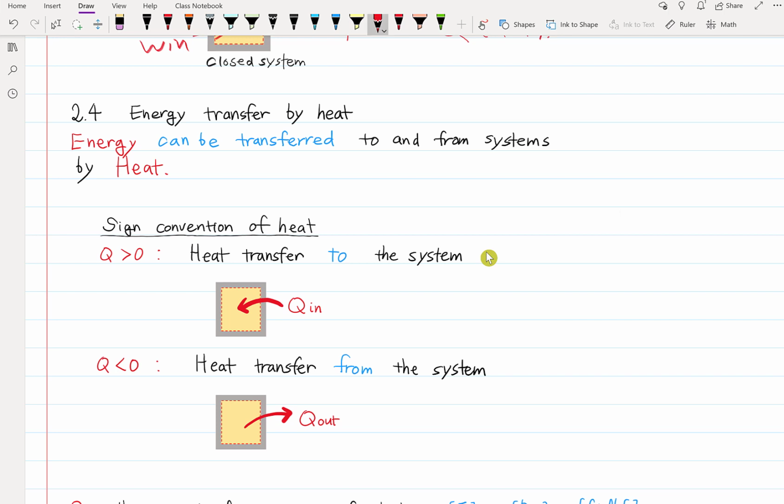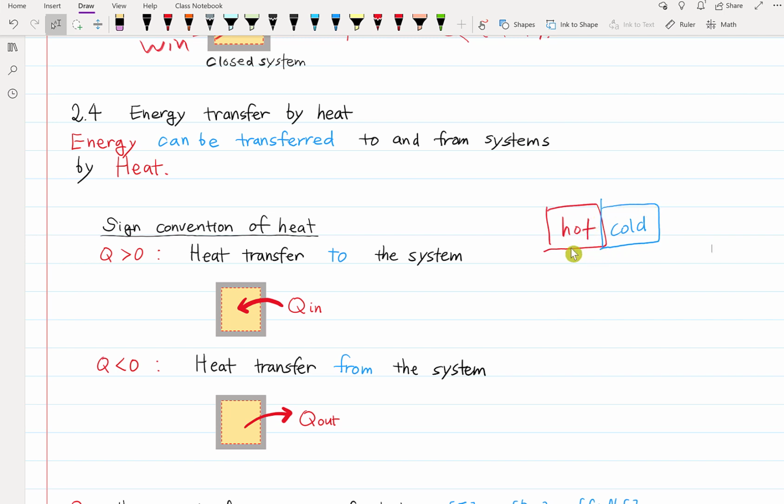Consider two objects. One is hot, the other one is cold. And put them in contact. What's going to happen? So the hot object cools down and the cold object warms up, and they will reach thermal equilibrium.